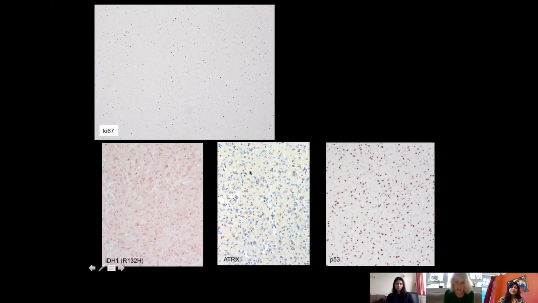We can see in this capture here that the non-neoplastic cells, such as endothelial cells, are positive, but the neoplastic cells are negative. And that loss of ATRX immunoreactivity indicates the presence of mutation. And we can also see on the right here that there is diffuse overexpression of P53, which also indicates the presence of a P53 mutation.